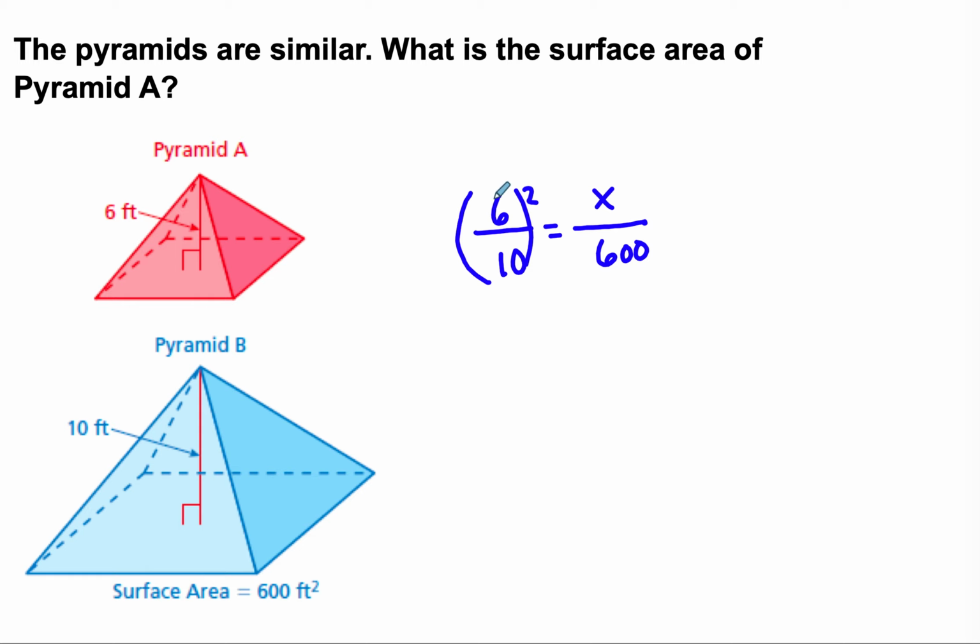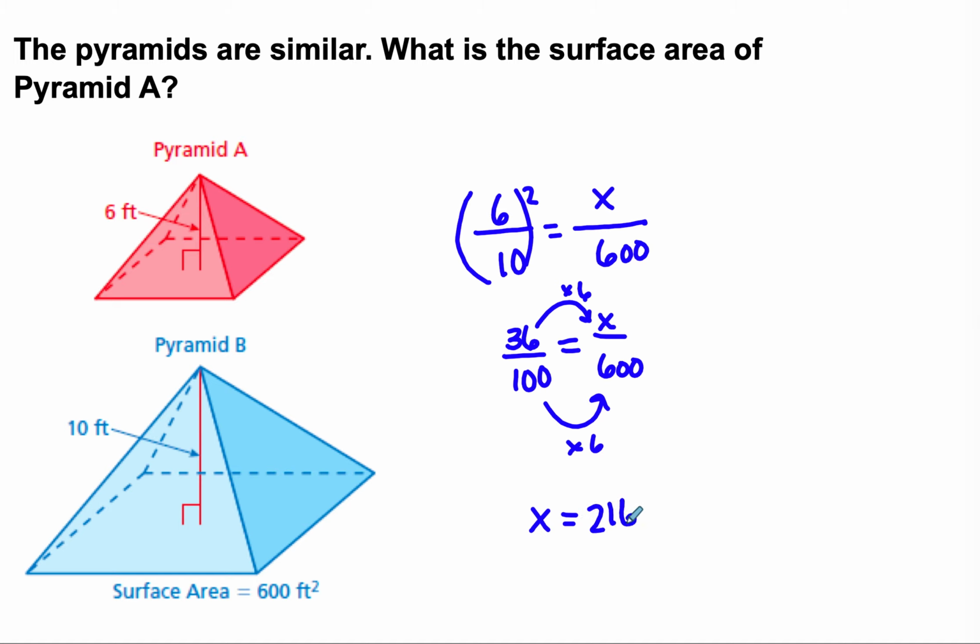Okay, so I took the side lengths, I squared them because it's surface area. And then I have my surface area over here. I put pyramid A on the top. I put pyramid B on the bottom. All right, so my first step is to do this exponent. 6 squared is 6 times 6, that's 36. And then 10 squared, 10 times 10 is 100. Okay, and then I have x over 600. I see a multiplication pattern here, times 6. So I'm going to do 36 times 6, and that will tell me my answer. So 36 times 6 gives me 216.